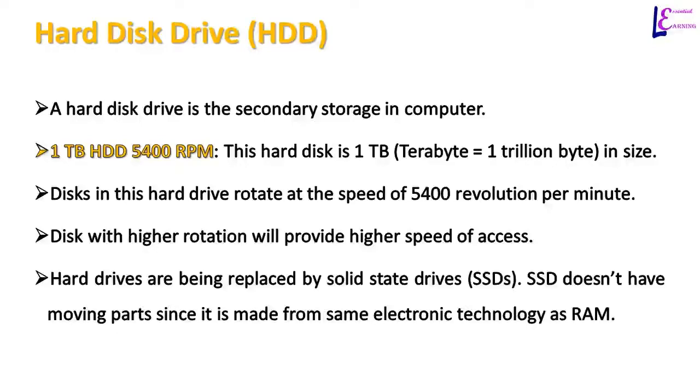Disks in a hard drive rotate to provide access to the data or transfer data to other devices. Rotational speed is calculated in rotations per minute or RPM. Disks with 5400 RPM or 7200 RPM are commonly used in computers. But there are disks that rotate with higher speed to provide high data transfer rates.